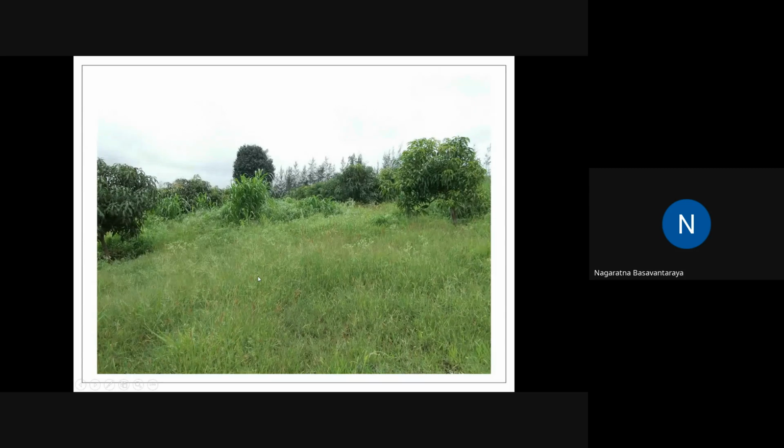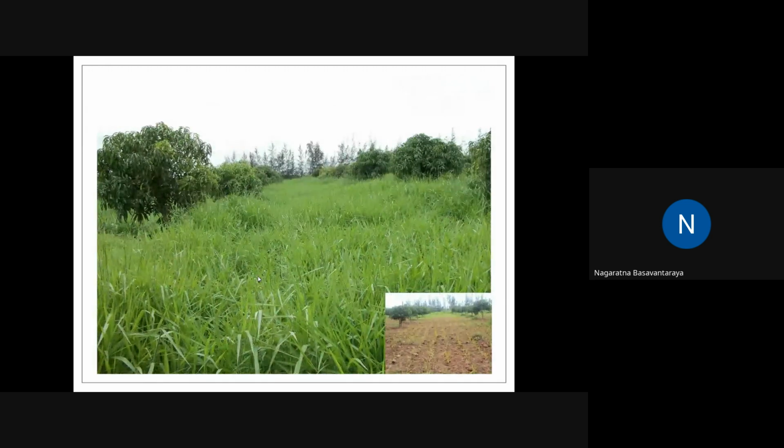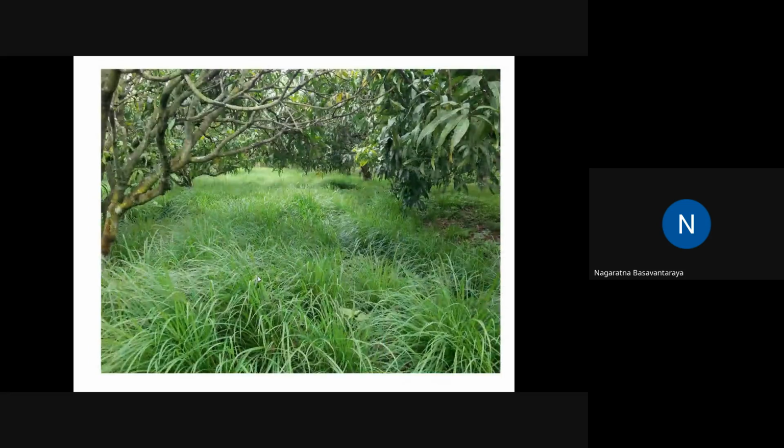And where we have cultivated, in the very next patch, you can see the beautiful stand of the fodder crops. This is actually the Precaria, and you can see how beautifully it covers and suppresses the weed very effectively. This is one of the photographs of the farmer's field, and this crop is grazing guinea.